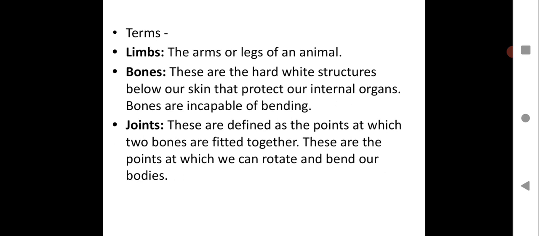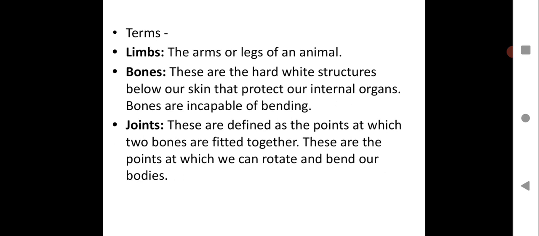We can bend our arms at the elbow. So the elbow joints help us to bend our arms. Whereas we just cannot bend all the bones. We can bend our bones at the point where we have joints. That's why bones are incapable of bending. Joints are defined as the points at which two bones are fitted together, and these are the points at which we can rotate and bend our bodies, as I told you. So these joints help us to bend or rotate.